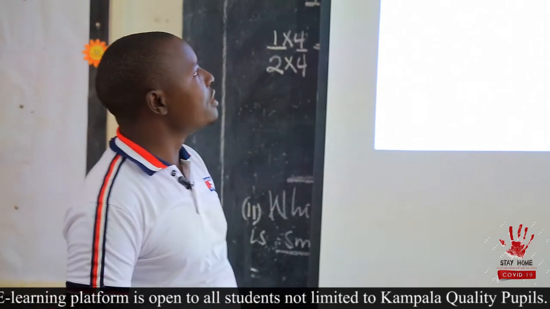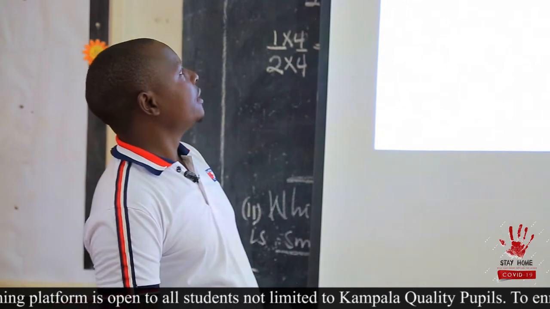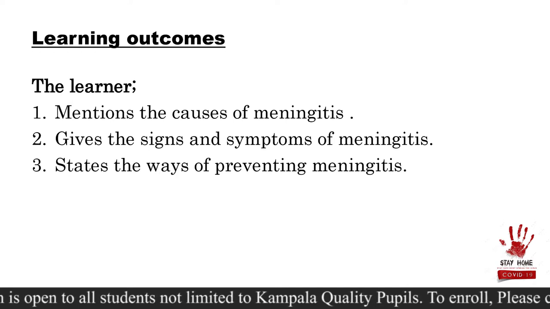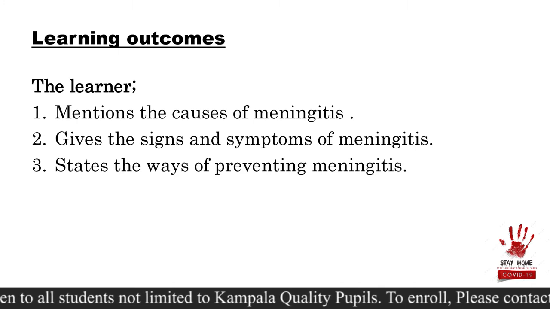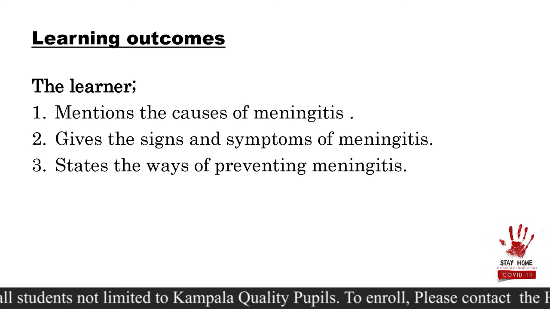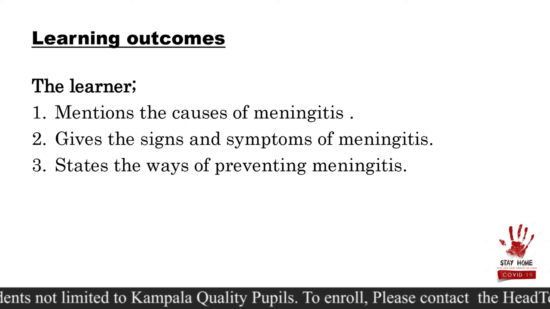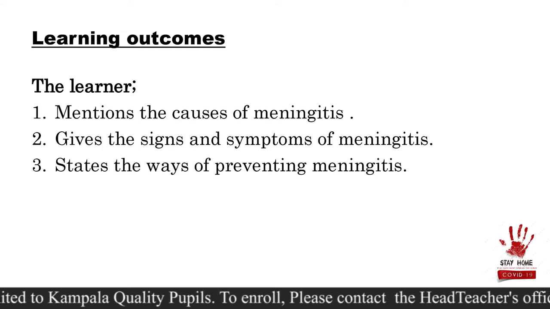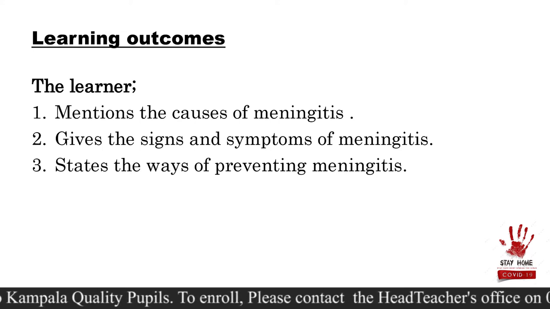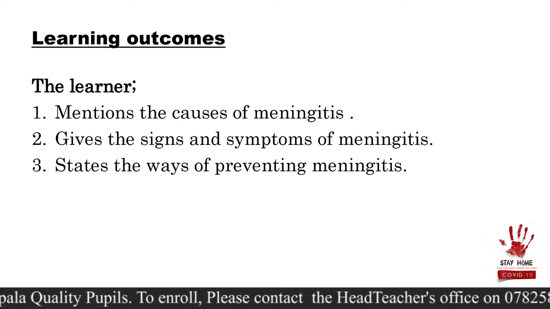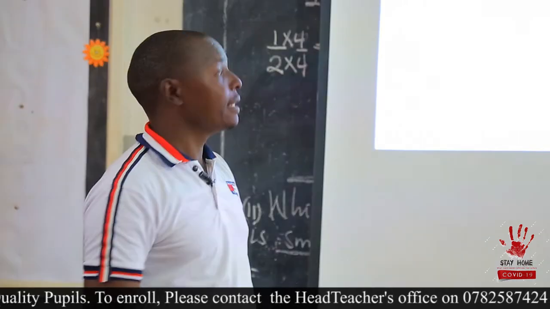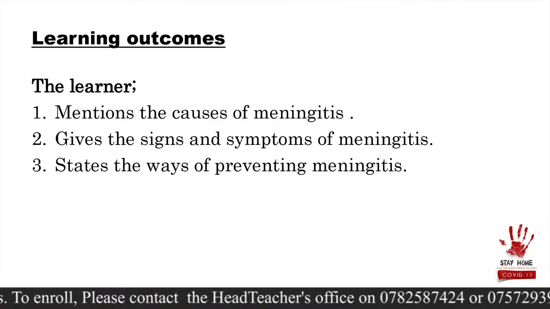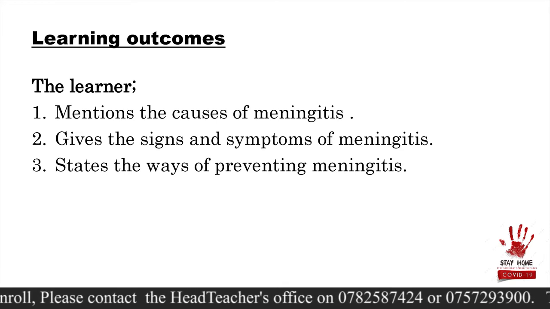So today, as we go on, these are the outcomes that I want to get in you. At the end of this lesson, one, you will be able to mention the causes of meningitis. Remember, meningitis is one of the other immunizable diseases. You will be able to give the signs and symptoms of meningitis. You will state the ways of preventing meningitis. Mark the spelling of meningitis. It is M-E-N-I-N-G-I-T-I-S. Meningitis.